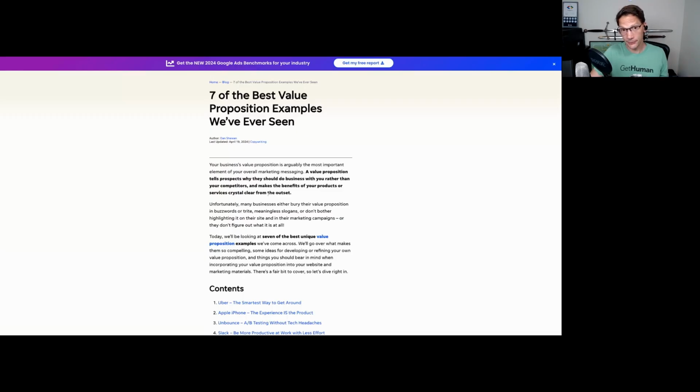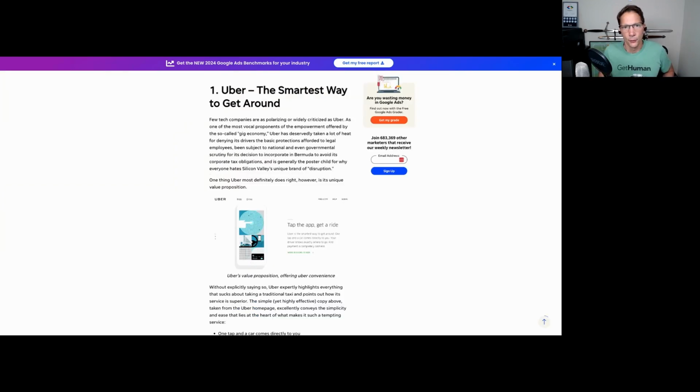I found it to be helpful to look at some examples. For Uber, the smartest way to get around. Again, for each of these, there's just a couple words. And I'm not saying that this is what the unique value proposition is today or what the company would say it is today. But at one point in time, this roughly was the UVP.